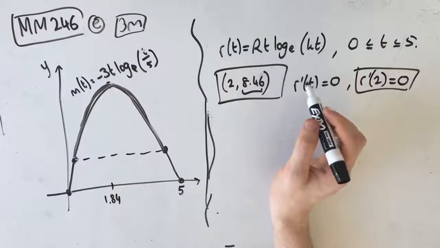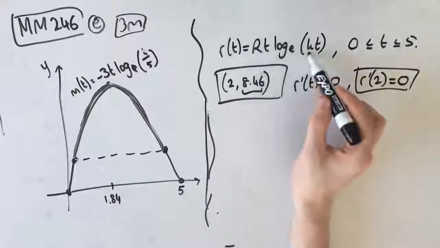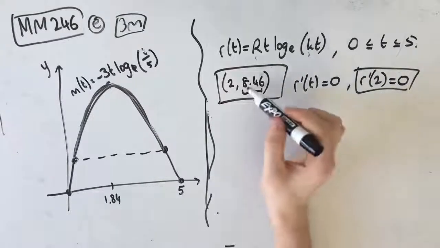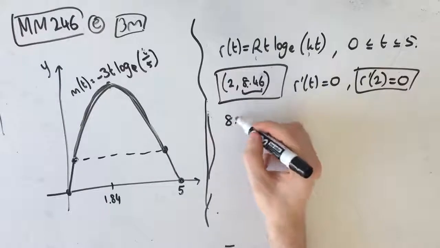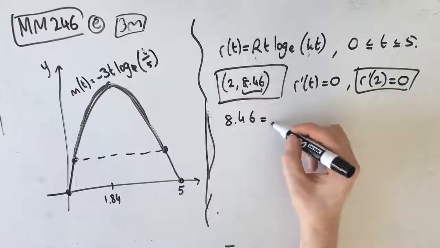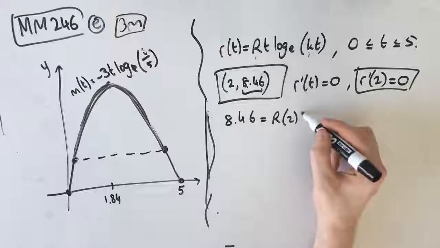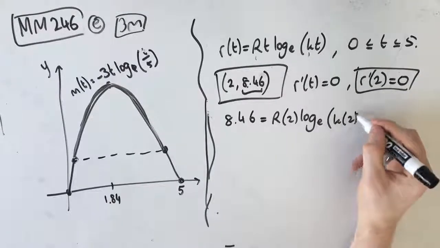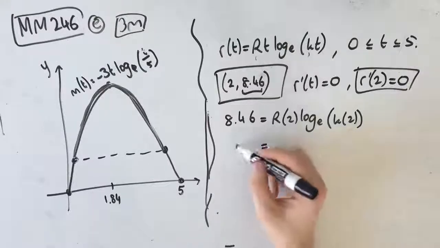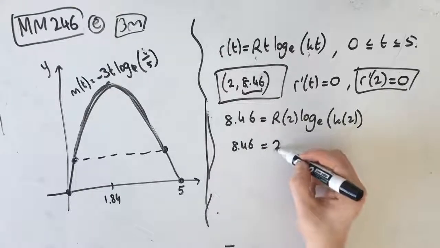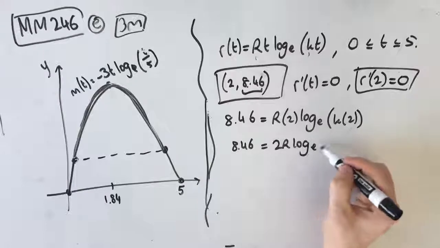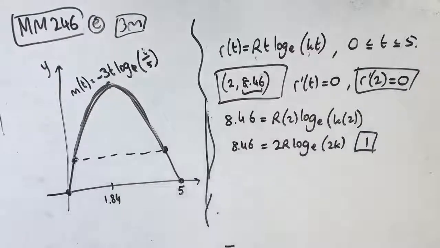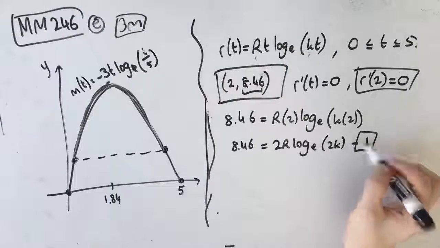simultaneous equations. Awesome. So whenever we've got two different variables, you're going to have to use simultaneous equations. So let's start off with this one. We can simply sub in 8.46 is equal to r times 2 times log e of k times 2. And then from there we can get 8.46 equals 2r log e of 2k. And this is our first simultaneous equation, okay? So this is the first one we're going to use.